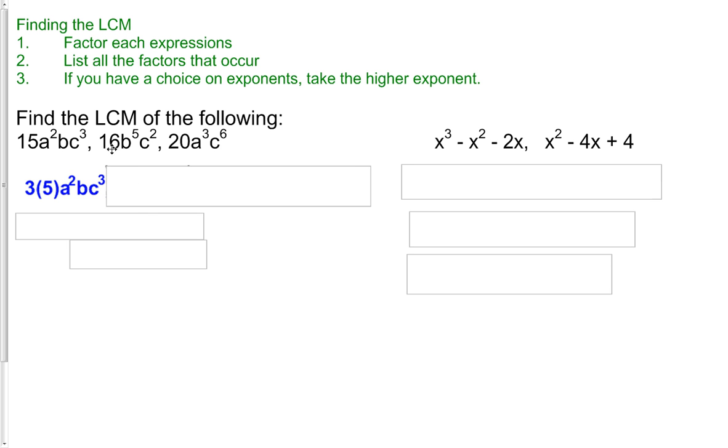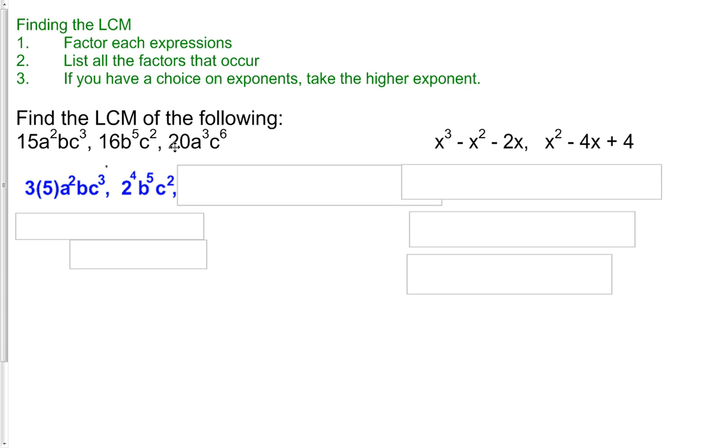Next expression here, we have 16 b to the fifth c squared. The b to the fifth c squared is fine, but the 16 we know is 2 to the fourth. Remember our powers of 2 here. So we can just write that 2 to the fourth, and then b to the fifth c squared.